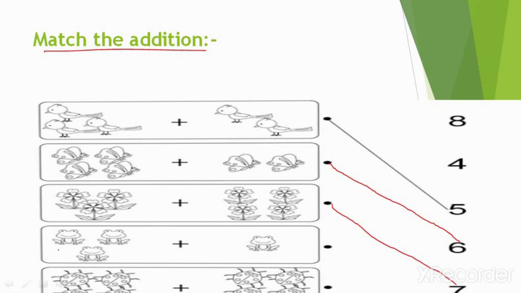These are the 3 frogs. Okay, 1, 2 and 3. And we have to add 1 more to it. 3 and 4. Find out number 4 in this column. Where it is? Look, here it is. Match it.